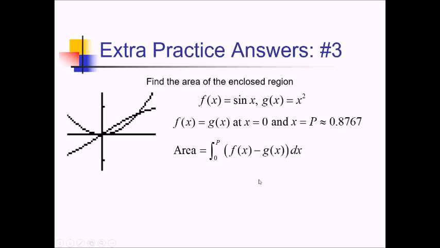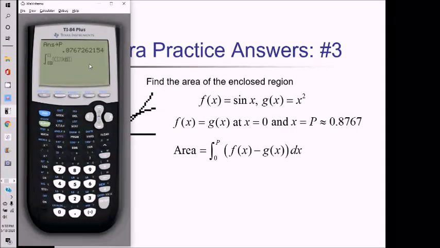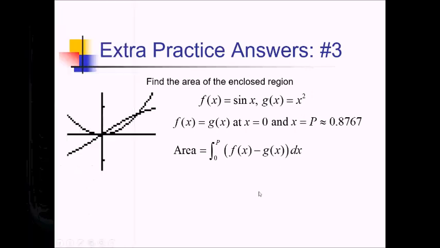And let me go back to the calculator for that. So I've got math 9 for integral. We're going from 0 to p. And then I'm going to do, let's see, this is going to be y1 minus y2 the way I've got it set up. So alpha trace y1 minus alpha trace y2 dx, and enter, giving us 0.136 for our final answer.